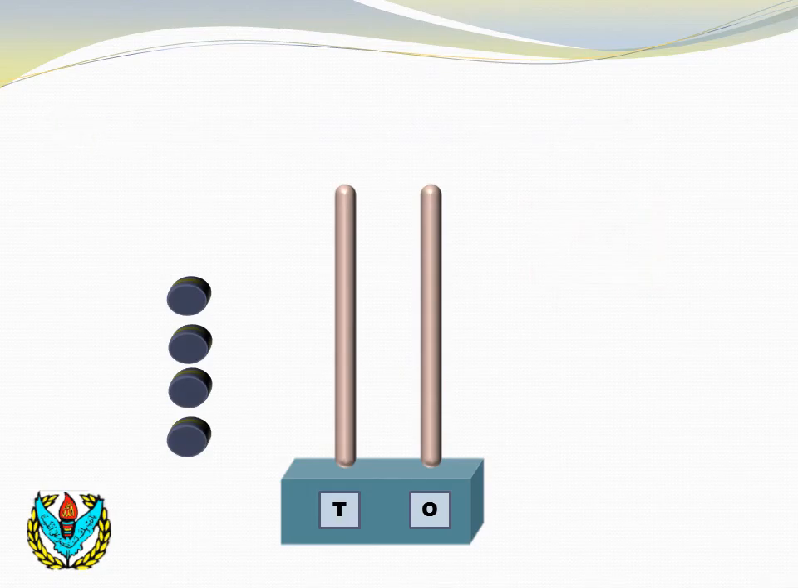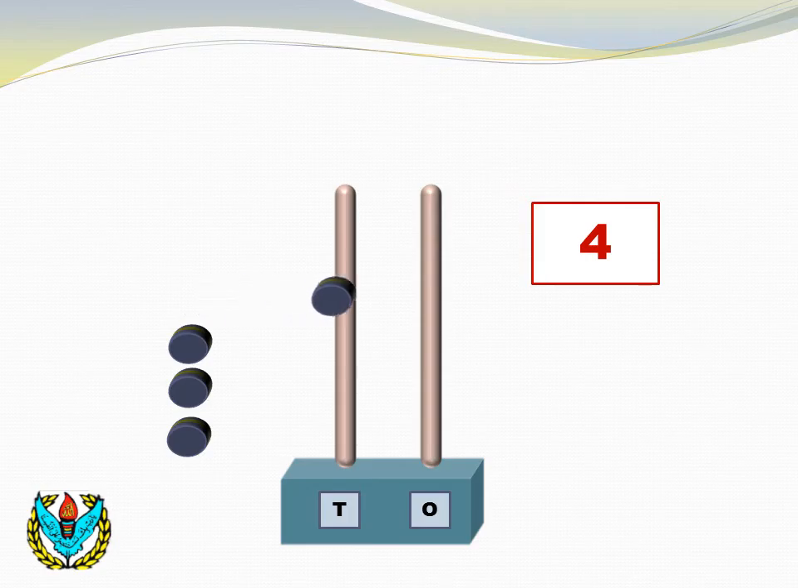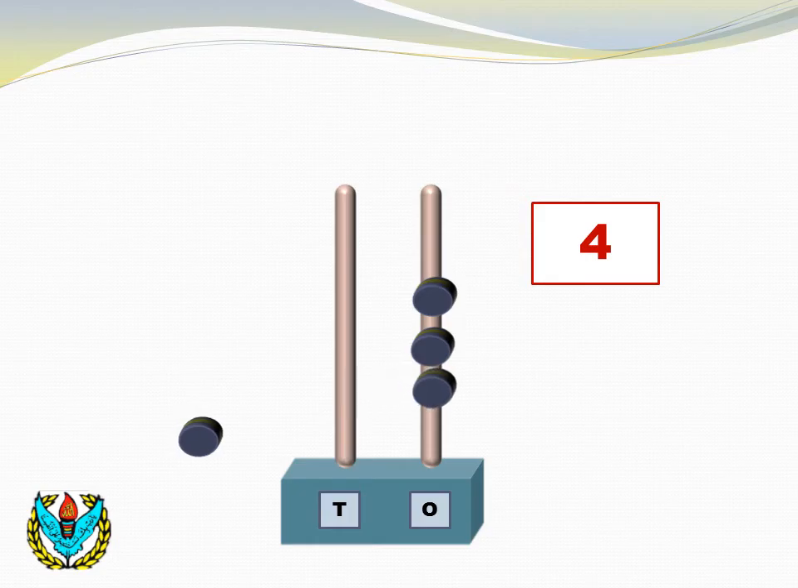Here is our next example. Look at the number 4. This is a 1 digit number. इसमें हम टेंस रॉड में कोई बीट्स पुट नहीं करेंगे and we have to put beads only in the ones rod. 1, 2, 3 and 4.